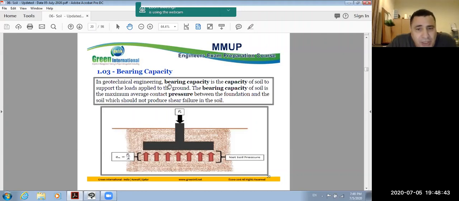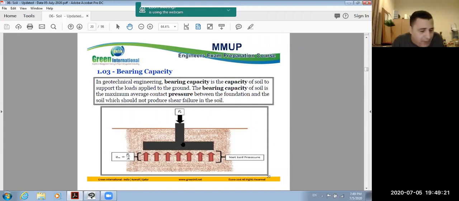In geotechnical engineering, bearing capacity is the capacity of soil to support the loads applied to the ground. The bearing capacity of soil is the maximum average contact pressure. So here I need to calculate the contact pressure. Coming from where? Coming from action. What is the action? Loads divided by area. I need the contact pressure between the foundation and the soil. The contact pressure comes because there is action. This is the reaction of the load.